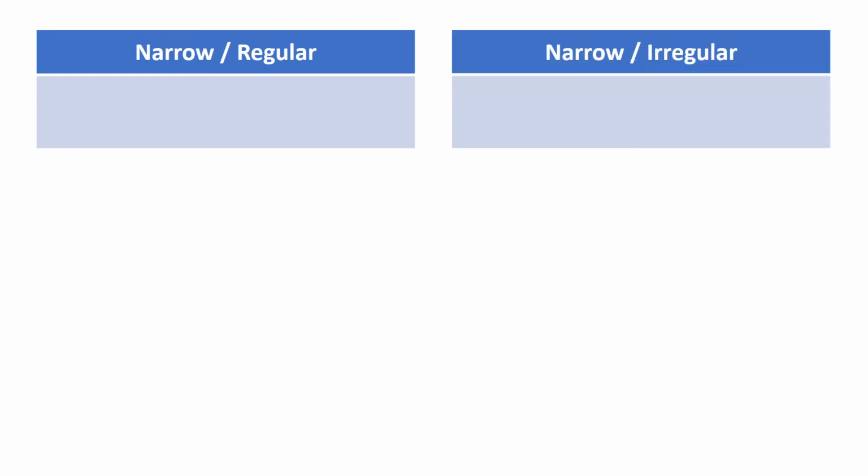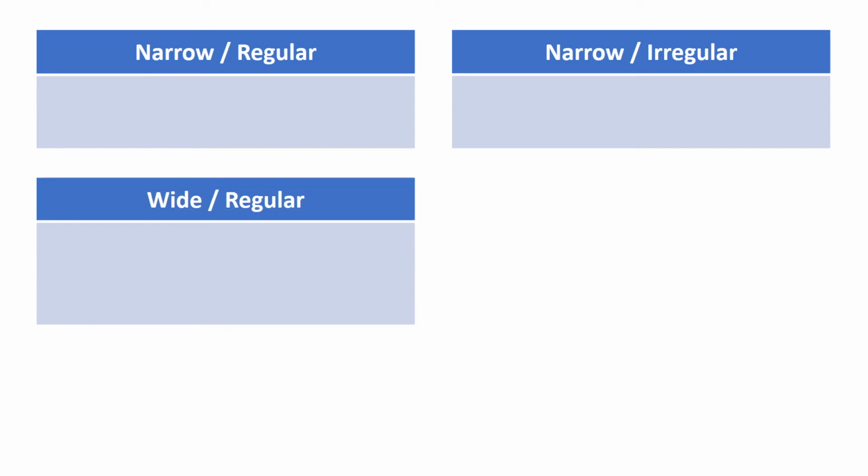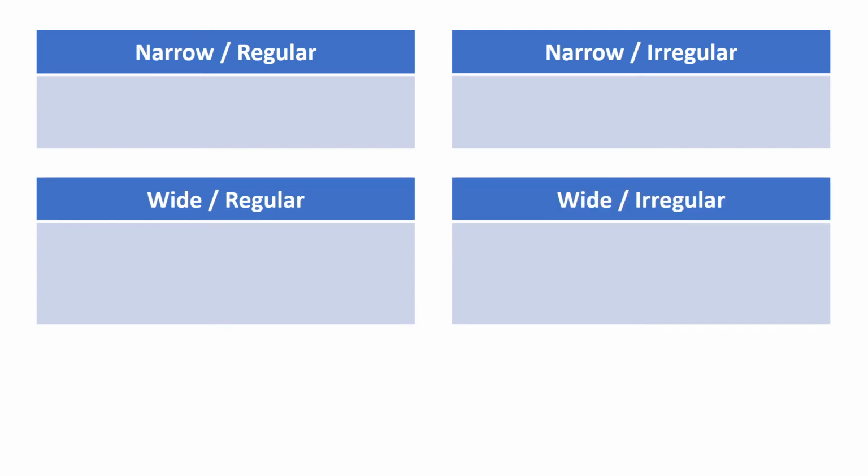Classically, we put these into four big boxes to help keep them straight. So the first one is the narrow regular complexes. The second is the narrow irregular complexes. The third is the wide and regular complexes. And then the fourth is the wide and irregular complexes. In the narrow and regular box, you're going to have SVT and a flutter. And in the narrow and irregular box, you're pretty much just going to have AFib.